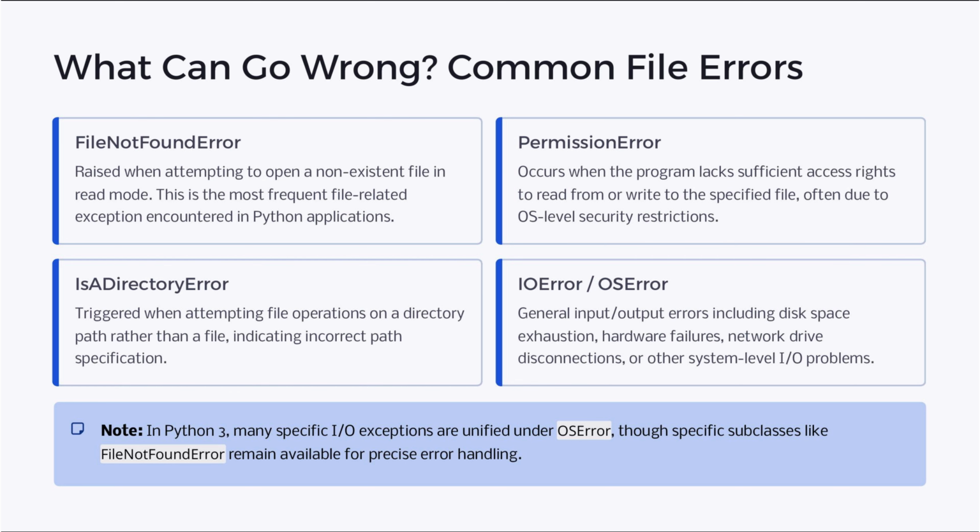FileNotFoundError arises when trying to open a non-existent file in read mode. PermissionError occurs due to insufficient access rights. IsADirectoryError is triggered by incorrect path specifications. IOError or OSError covers general input/output issues like disk space exhaustion or hardware failures. Python 3 unifies many input/output exceptions under OSError with specific subclasses for precise handling.